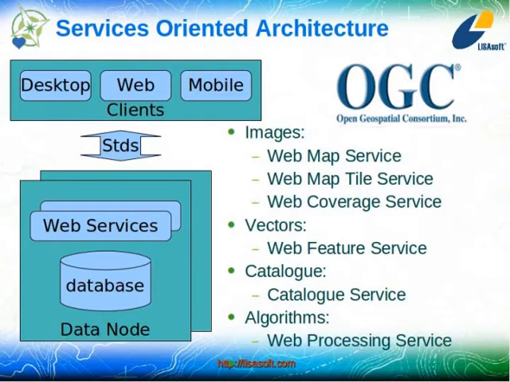The Web Coverage Service is another variant on the image service, in that the color of each pixel represents a value. If you're talking about the temperature of the ocean, for instance, you might see down in Antarctica all the pixels are blue, but up towards the equator the pixels might be red, and each one of these pixels has a value. On top of that, in the Web Coverage Service, each pixel can have multiple values. So you can have temperature, as well as wind speed, as well as salinity, and so on and so on.